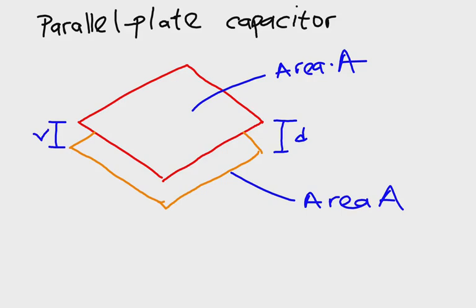Now, each plate has a charge Q. Let's assume for this first plate we have charge Q. For this second plate, on top of it here, we have charge minus Q. So we have opposite charges.